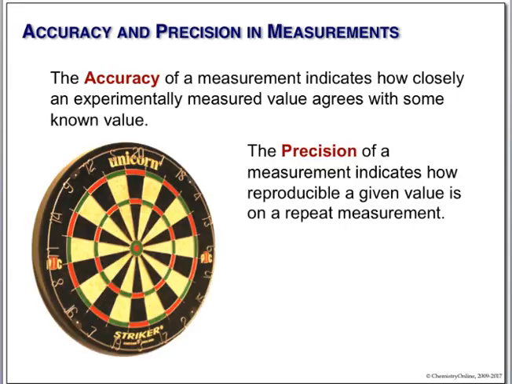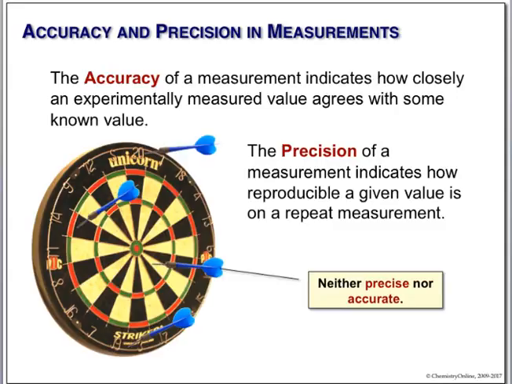Now I think the easiest way to show this is with a dartboard. So let's go. We're shooting for the center. If they hit the center, that would be very accurate. They're not in the center, are they? So this is not accurate. Nor is it precise, because we have darts all over the board. This measurement is neither precise nor accurate.